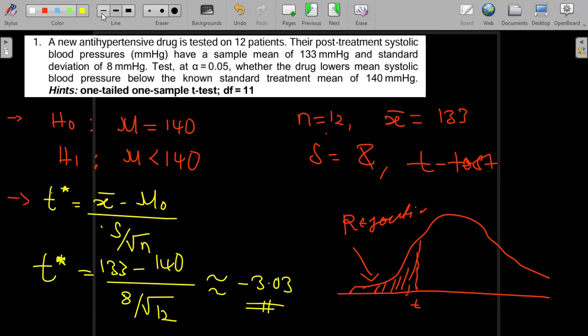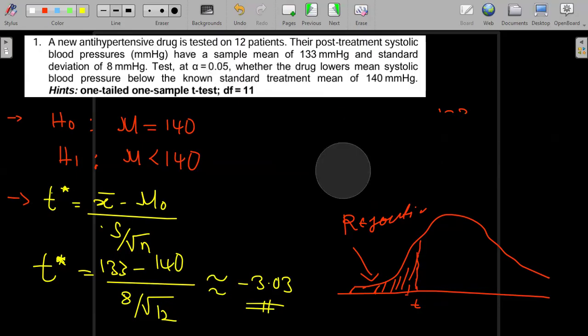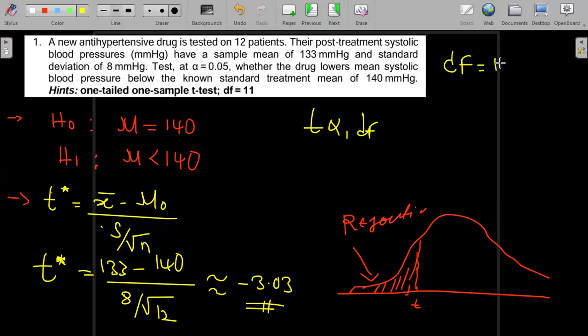What about the t at the critical value? It is given by t alpha, and then degrees of what? Freedom. The degrees of freedom are given by the sample size, which is 12, minus 1. So this will be 11. So it will be t 0.05, comma 11. We don't divide alpha by 2 here because we said this is a one-tailed test, so we leave it the way it is.